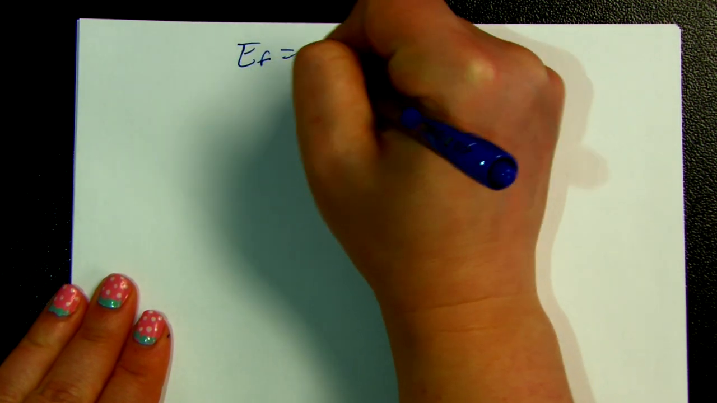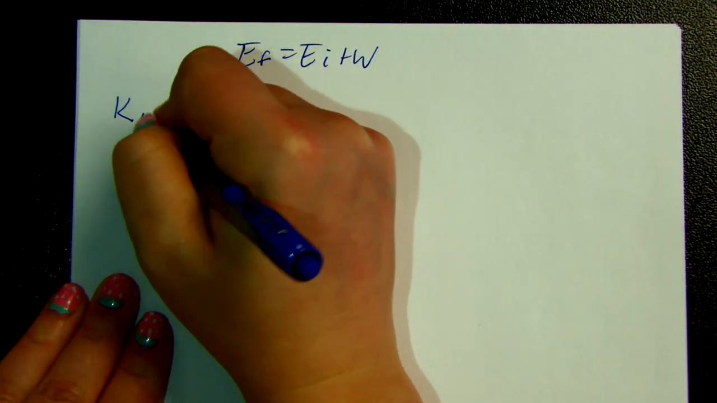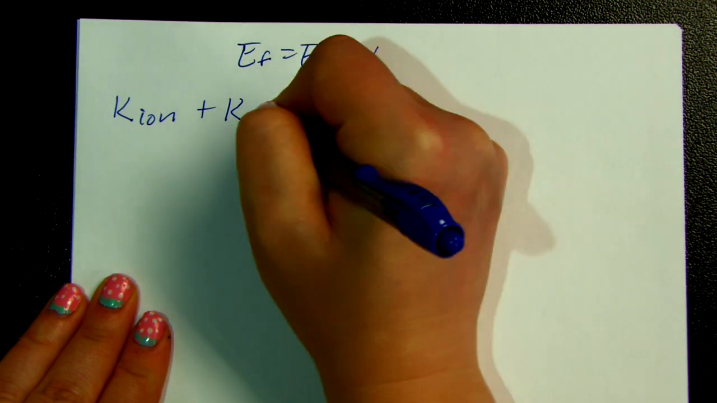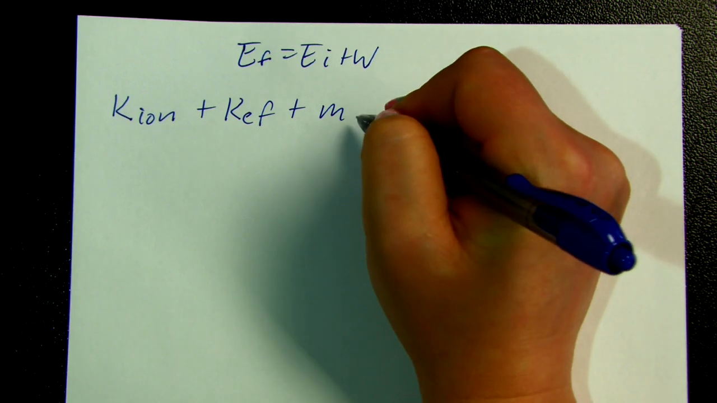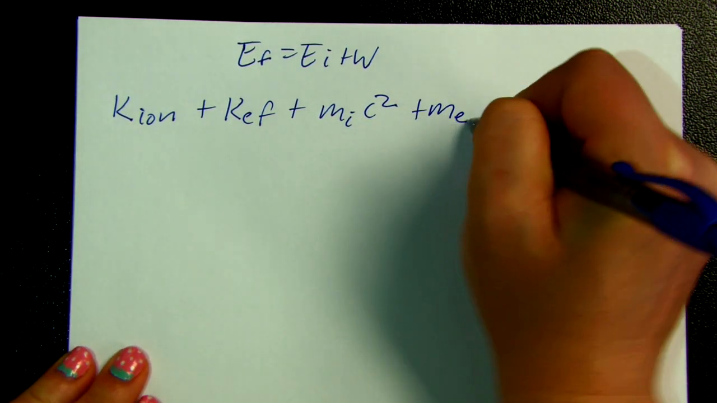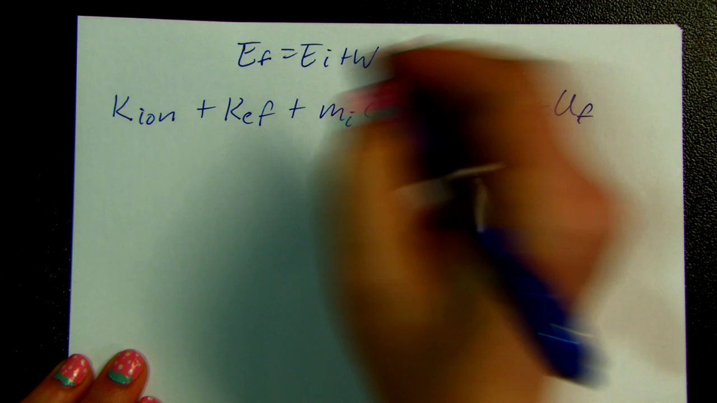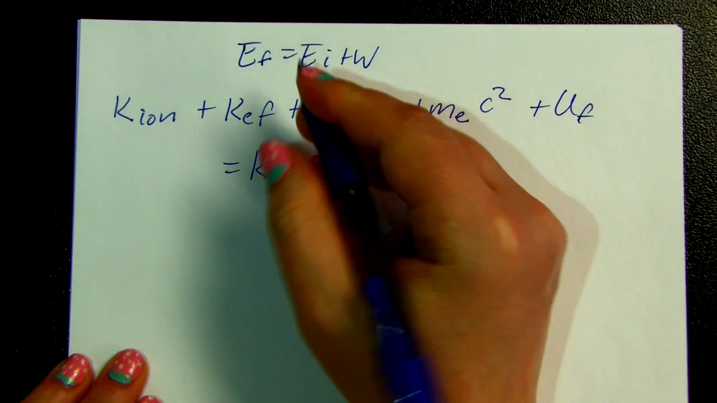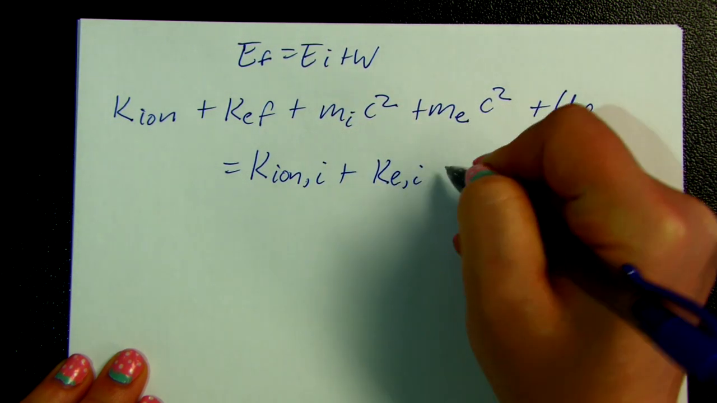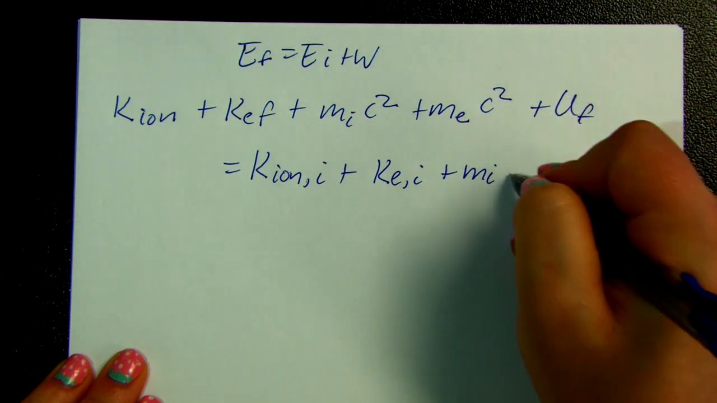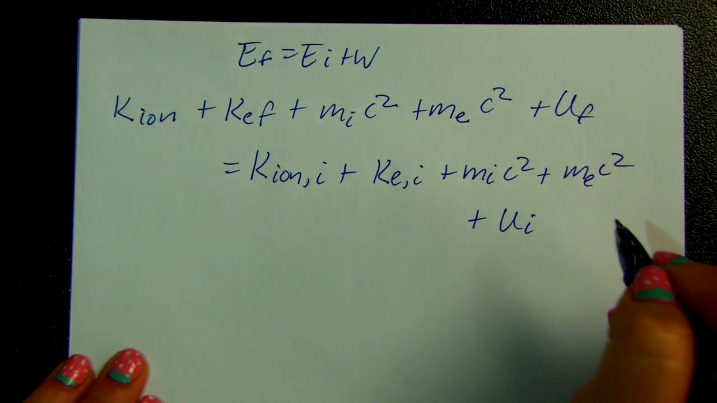The final energy is equal to the initial energy plus any work done to it. So expanding this out, we would have the kinetic energy of the ion final plus the kinetic energy of the electron final plus the mass of the ion c squared plus the mass of the electron c squared plus the final potential energy between them, is equal to the kinetic energy of the ion initial plus the kinetic energy of the electron initial plus the mass of the ion c squared plus the mass of the electron c squared plus the initial potential energy between them.